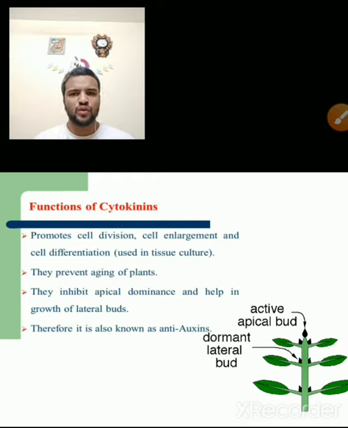Therefore, it is also known as anti-auxin, because it is working as what? Anti-auxin. Anti refers to opposite, opposite to auxin. Auxin promotes the growth of the apical bud, but here cytokinin promotes the growth of the lateral bud. So this is about cytokinins. Now we'll move to the next.